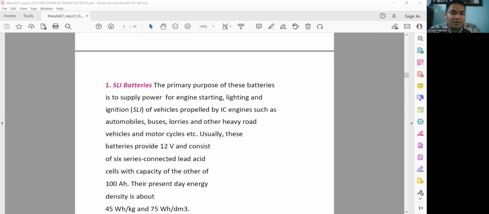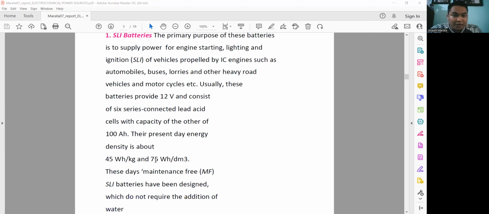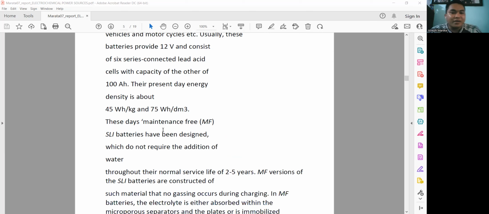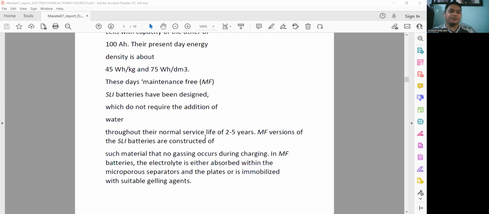Usually, these batteries provide 12 volts and consist of 6 series connected lead acid cells with a capacity of the order of 100 ampere per hour. Their present day energy density is about 45 watt hour per kilogram and 75 watt hour per cubic decimeter. These days, maintenance-free SLI batteries have been designed which do not require the addition of water.